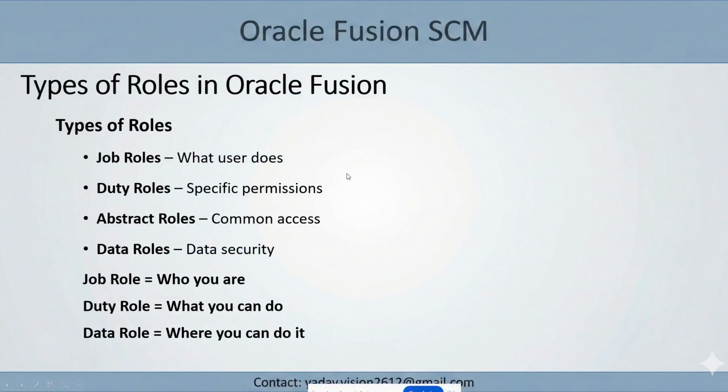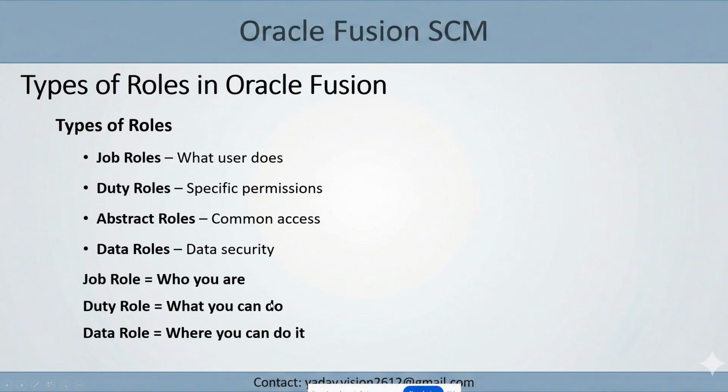So here are the types of roles in Oracle. There are four roles: job role, duty role, abstract role, and data role. First of all, job role means who you are. For example, if you are joining a company as an inventory manager, that is represented by the job role. I'm an inventory manager. My duty role is what you can do.